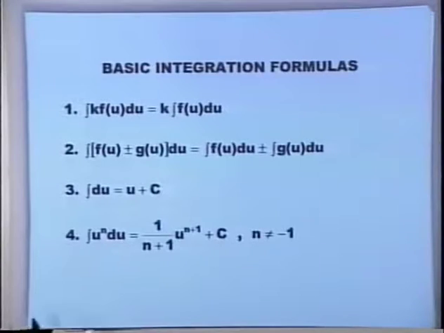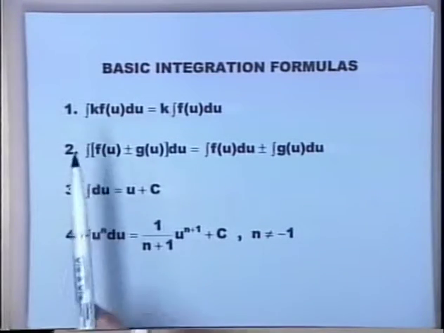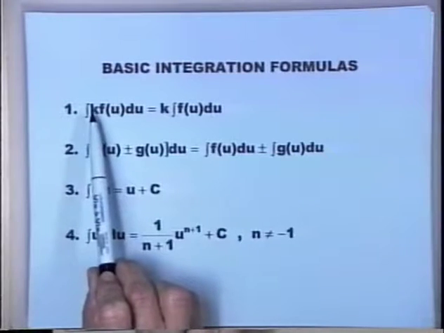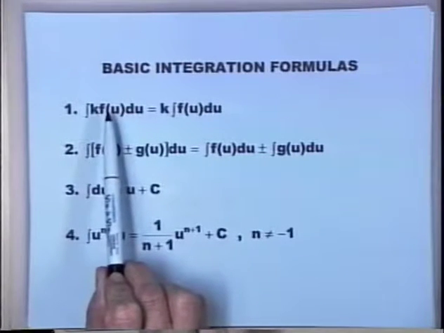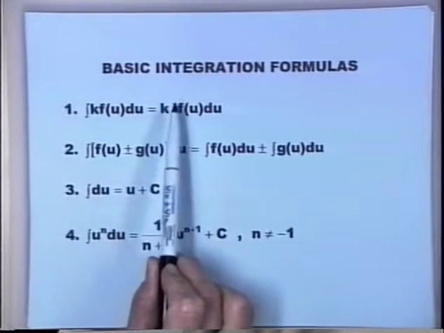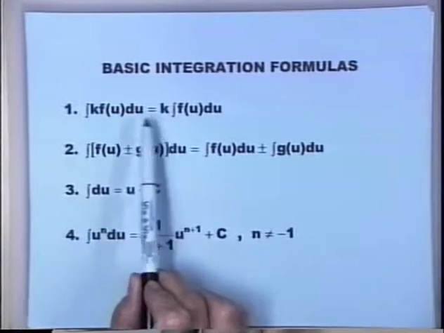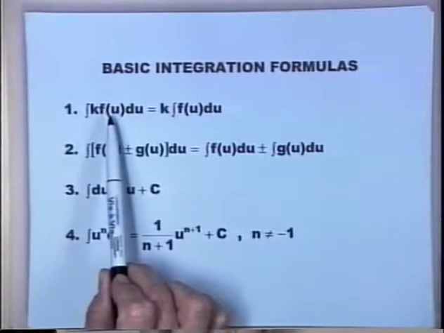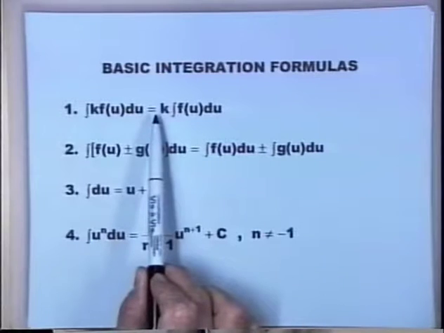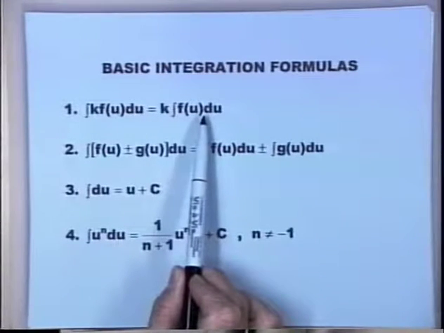Okay, our first basic integration formula, and these first ones you probably do at this point without thinking about it. If you have a constant times a function, recall that you can pull that constant in front of your integral. So that's all this rule is. The constant times a function equals the constant times the integral of the function.